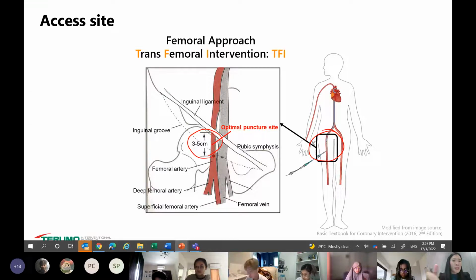Basically, the doctors will know how to find it. If there's a bone here, it's usually right in the middle, as you can see here. So that's the optimal puncture site of the femoral artery. And this procedure is called TFI, so transfemoral intervention.